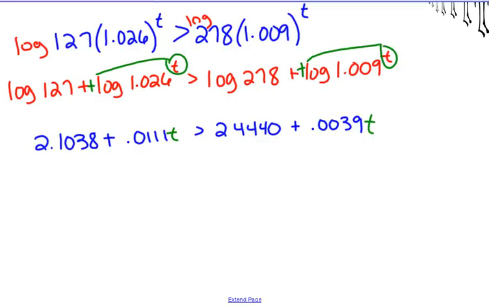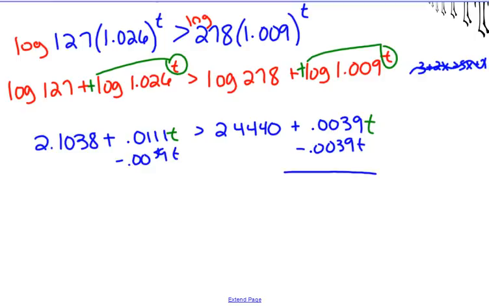So notice how I have variables and numbers. It's just like this equation: if I have 3 plus 2x is greater than 5x plus 7, we can solve that pretty easily by getting the x's together and the numbers together. Same idea here. I'm going to move my t's to one side, so I'm going to minus 0.0039t from the 0.0111t.